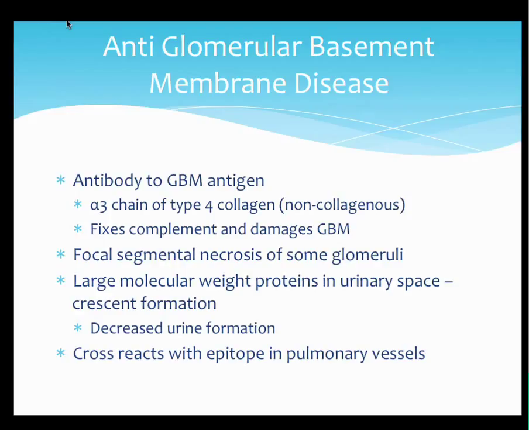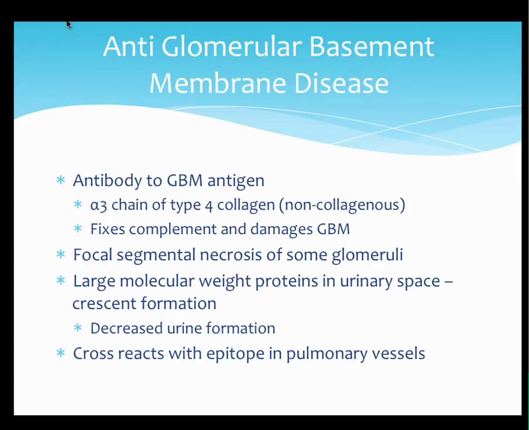This antibody fixes complement and damages the glomerular basement membrane, producing holes in the glomerular basement membrane which allow red cells to escape into the urine. Many of these glomeruli will show evidence of segmental necrosis that I will show you in a minute. This results in large molecular weight proteins getting into the urinary space, and the large molecular weight proteins stimulate the formation of so-called crescents, which actually represent proliferation of primarily the parietal epithelial cells admixed with some mononuclear cells.